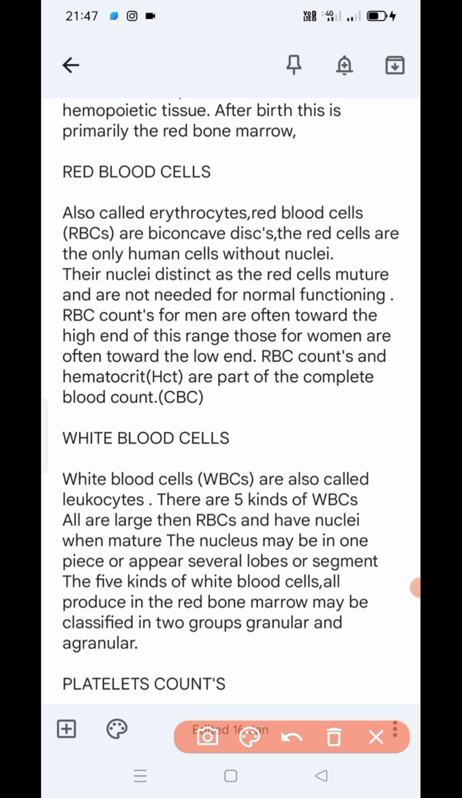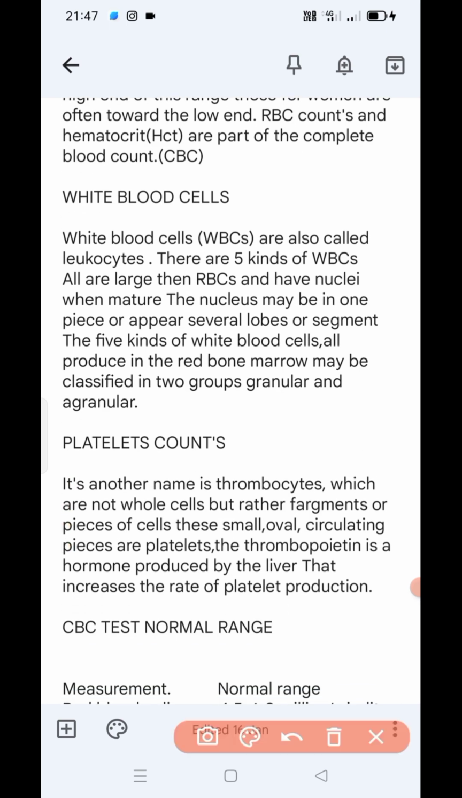White blood cells. The white blood cells, another name is leukocytes. There are 5 kinds of WBCs. All are larger than RBCs and have nuclei.